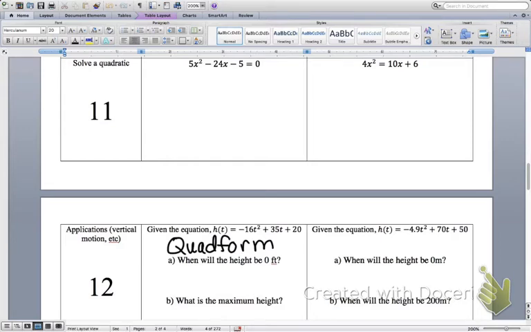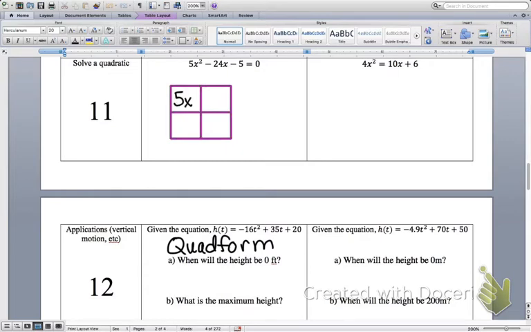So if we look at number 11, we're solving a quadratic. The first thing we look for when we solve a quadratic, we need to factor. However, the first thing we always check for is a GCF. In this case, 5, 24, and 5, there is no GCF, so we can go ahead and factor since we already have 0 on the right. Because our leading coefficient is not equal to 1, we do have to use the box method.